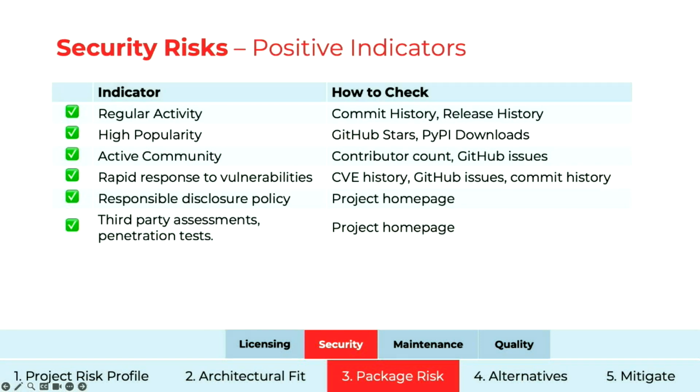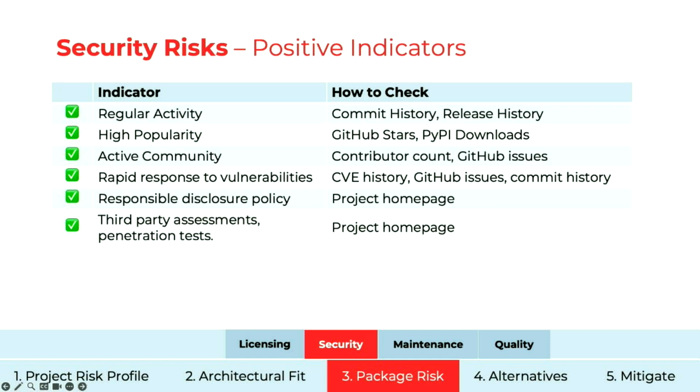So what are some positive indicators? What are some things to look for to indicate that security risks are being mitigated on a project, on an application? So first point, regular activity, and you're going to see this one across all types of risk as a good indicator.